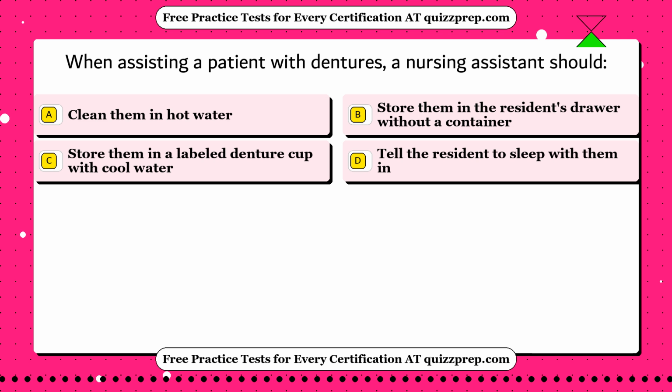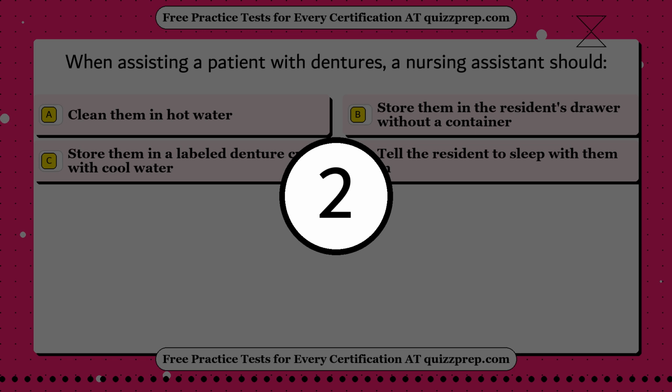Question 39. When assisting a patient with dentures, a nursing assistant should: Option A. Clean them in hot water. Option B. Store them in the resident's drawer without a container. Option C. Store them in a labeled denture cup with cool water. Option D. Tell the resident to sleep with them in.